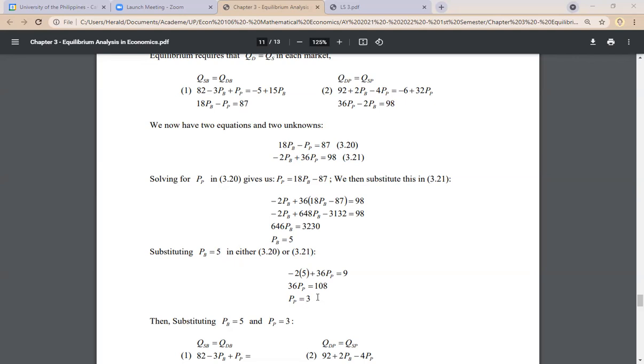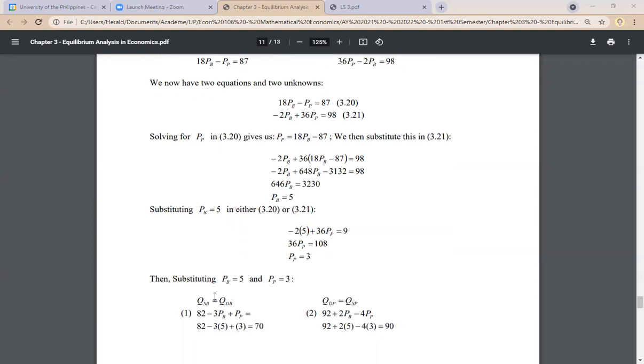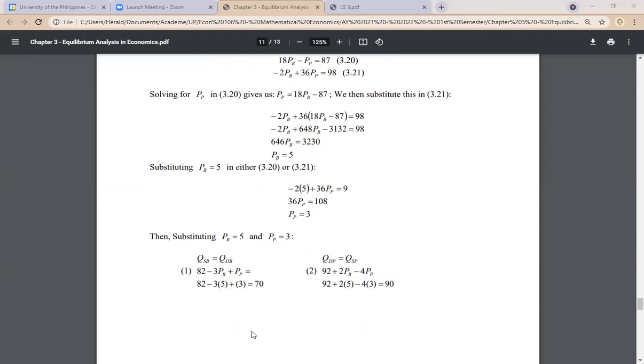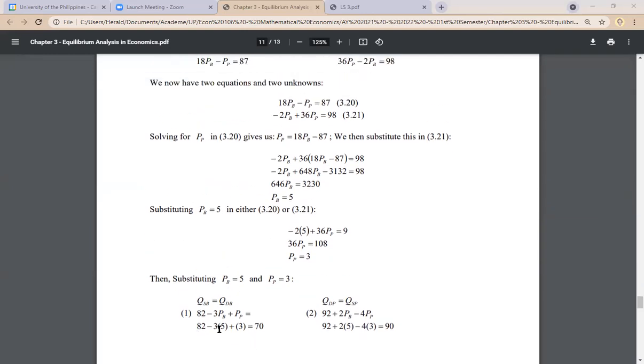Then we will now proceed with substituting these values in either of the functions in the beef market and also in the pork market. And so we're left with, in the market for beef, at a price of 5 and with the price of pork set equal to 3, 70 units are exchanged in the market of beef. In the market of pork, with prices set equal to these, 90 units of pork are exchanged in the market.